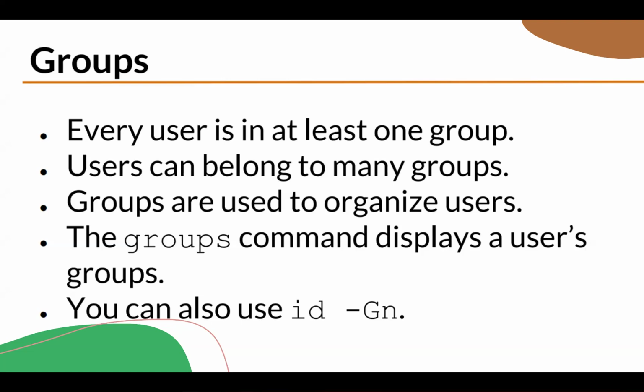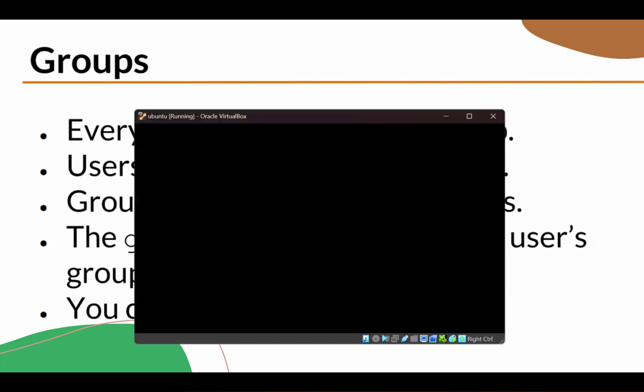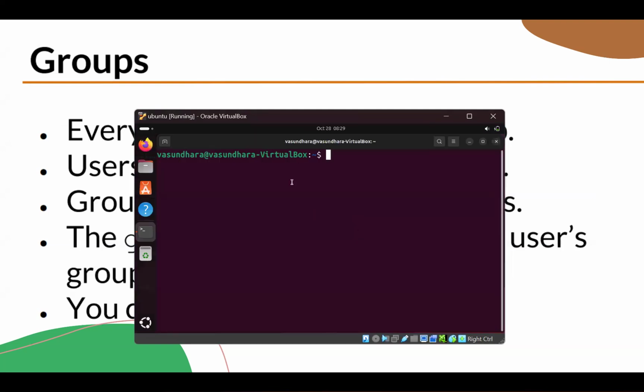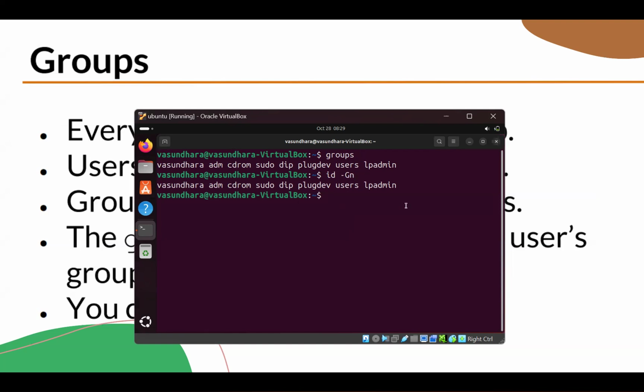Let me show it in the Ubuntu system. Let me log in. When we run the groups command, it will display the groups. Vasundhara is one group, adm is one group, and cdrom. These are all the groups. If we run id -Gn, then it will give you the same output.